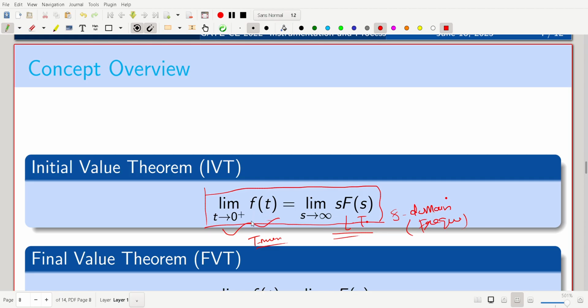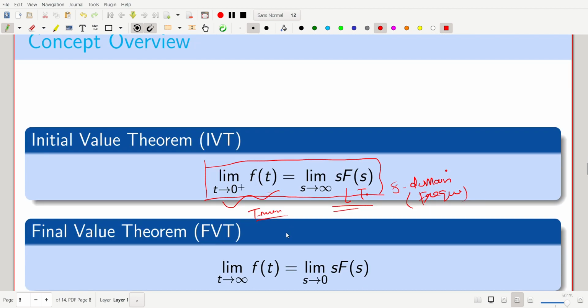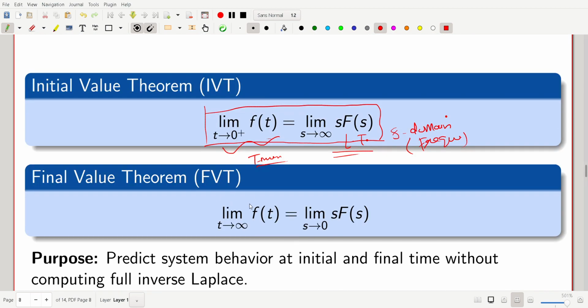Since our question is related to the initial value theorem, we focus on that here. In coming videos, once a final value theorem question comes, we will explain it in more depth, but still we are walking through it here. The final value theorem is: limit as t tends to infinity of f(t), where f(t) is the function and F(s) is its Laplace transform, equals the limit as s tends to 0 of s times F(s).